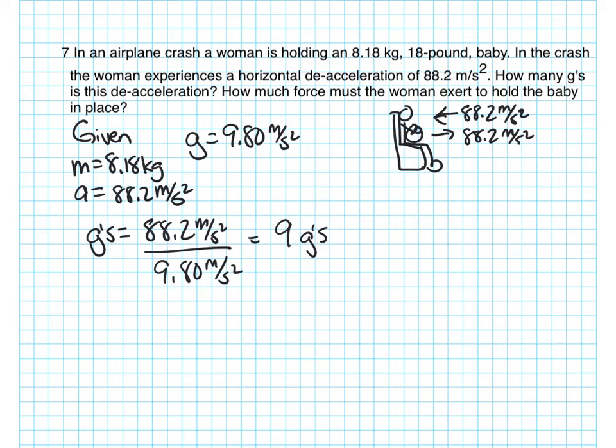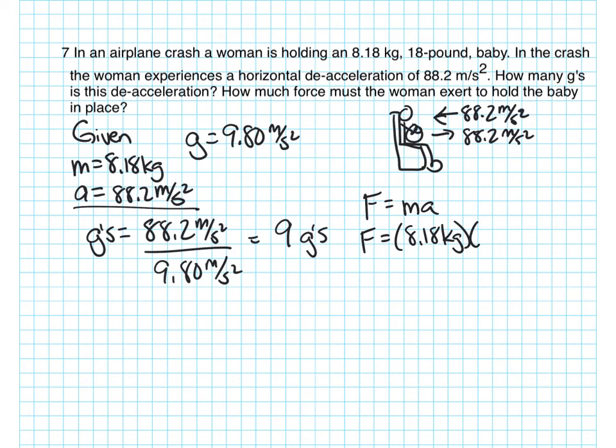Second question, how much force must the woman exert to hold the baby in place? So if I'm doing F equals ma, I've got to use standard SI units, which means I'm not going to use anything over here with the units of G's on it. Instead, I'm going to have to use the 88.2 meters per second squared. So I'm going to use Newton's second law, F is equal to ma. It's already isolated the unknown, which is F. That's going to be the mass, 8.18 kilograms, times the acceleration.